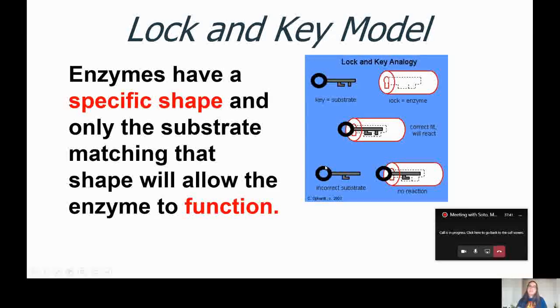So same idea here. If the substrate that you're putting into the enzyme does not fit perfectly, there is not going to be a reaction. It's not going to do anything. It's not going to help you accelerate anything. There's nothing that's going to happen, right? So the function of the enzyme is useless if the substrate does not fit.